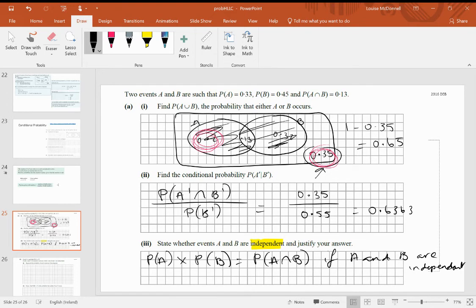Okay, so we know that the probability of A is 0.33. The probability of B is 0.45. Multiply them and you get 0.1485, which obviously does not equal 0.13. So therefore, they are not independent. So A and B are not independent.